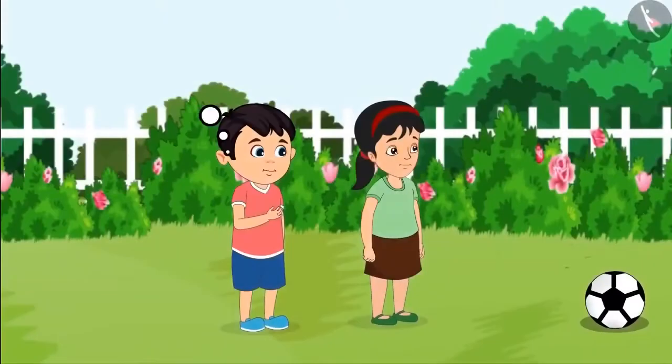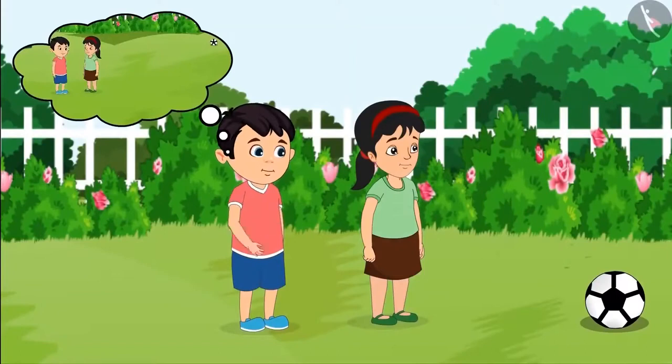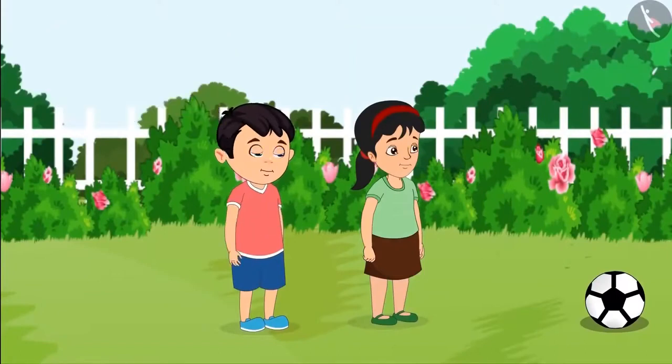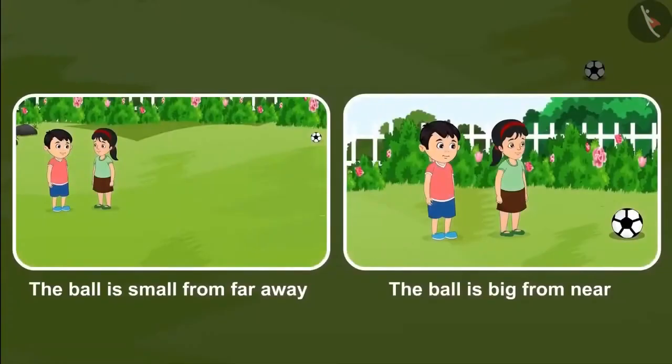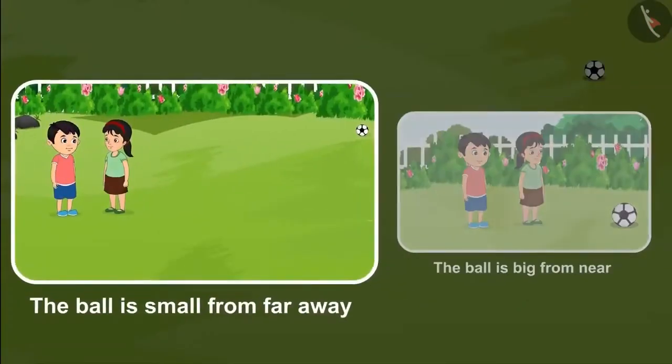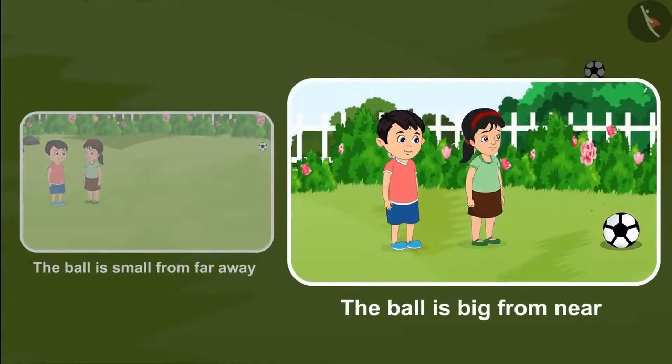See Pinky, this ball was looking small. Now it is looking big. Why is it so? You are right, Chotu. It is a big ball. Children, Chotu felt that the ball is small from a distance and when he went near, it is looking big.